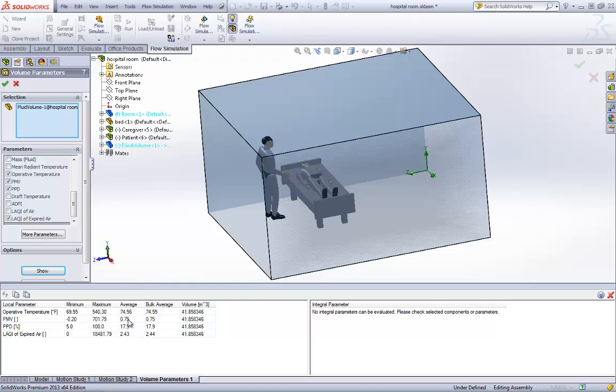Predicted percentage dissatisfied, average about 17. Again, this high temperature number is throwing these numbers off. So in reality, I would take a little bit closer look at that. And this is the good one, the local air quality index of the expired air.